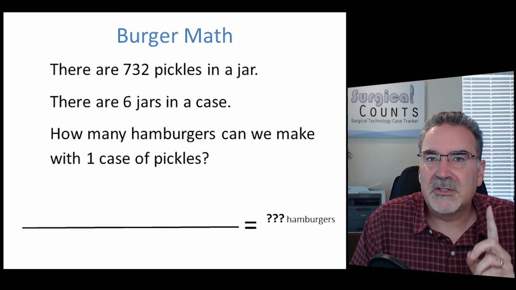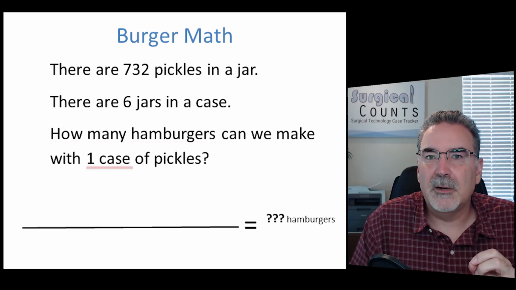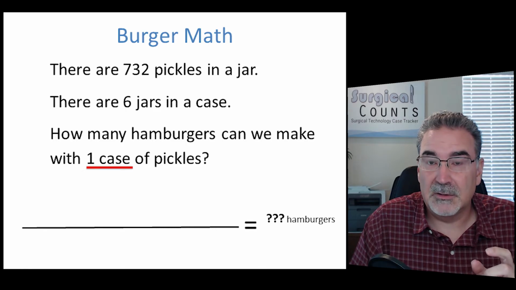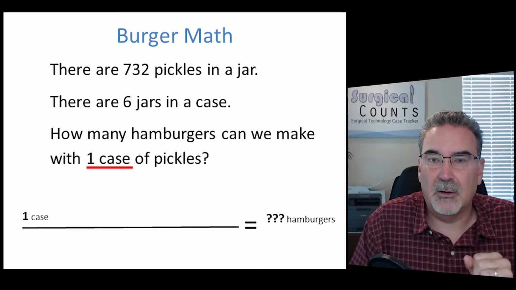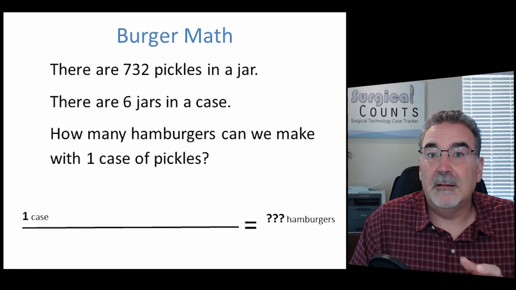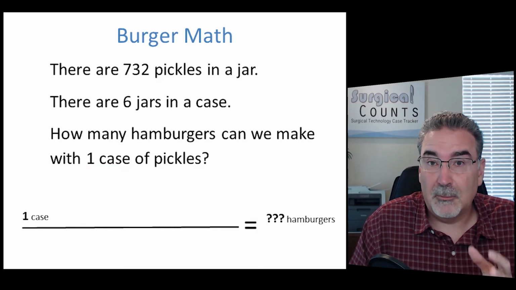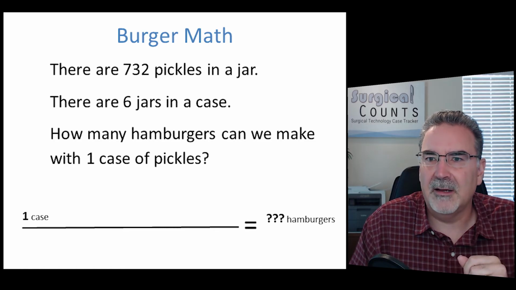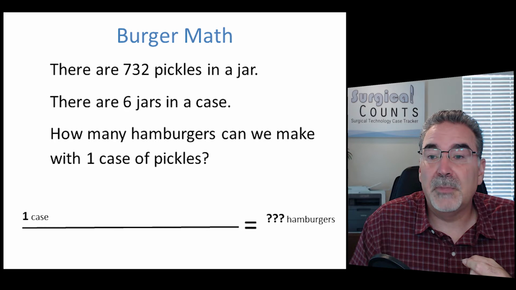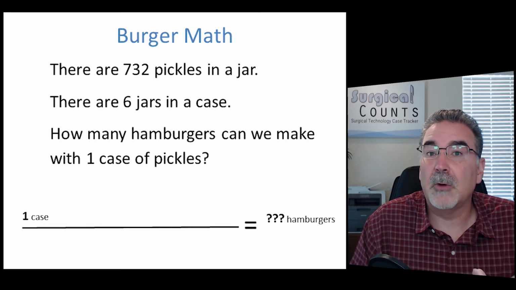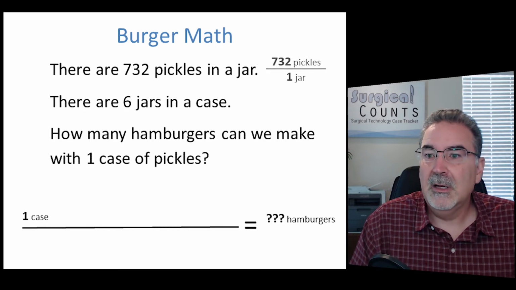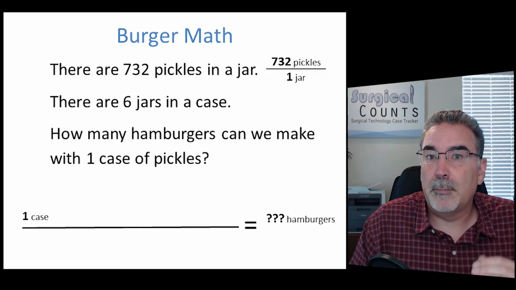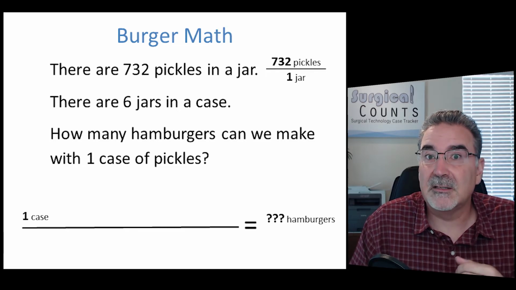Now, what are we starting with? Well, we're starting with 1 case of pickles. So we're going to put 1 case all the way over on the left. Now, let's see if we can find some relationships that were given in this problem and see if we can write them mathematically just to have them handy. All right, so let's start with the first line. There are 732 pickles in a jar. How can we write that mathematically? Well, how about 732 pickles per 1 jar? Okay, that sounds pretty good.